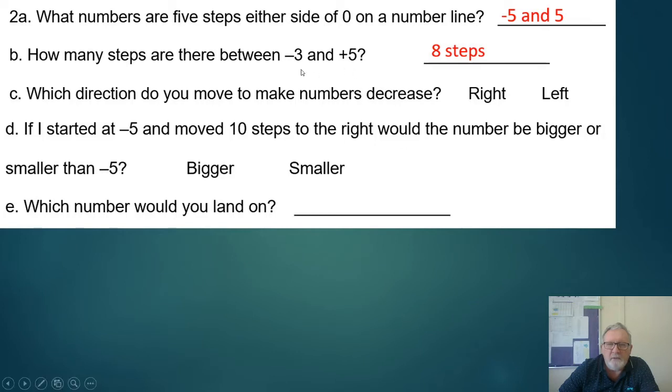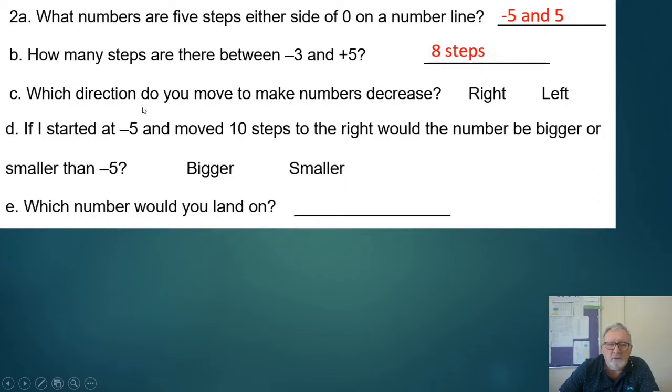8 steps. So -3 to 0 would be 3 steps, and then from 0 to +5 would be another 5 steps, for a grand total of 8 steps. Now you should see a relationship between those numbers as well. 3 and 5, of course, is 8. 3 to the left of 0, 5 to the right of 0.